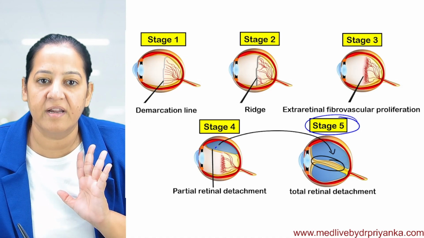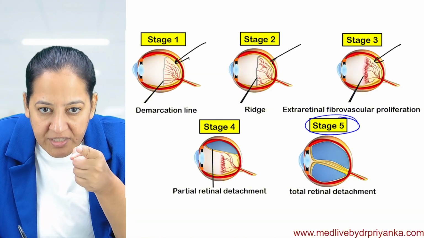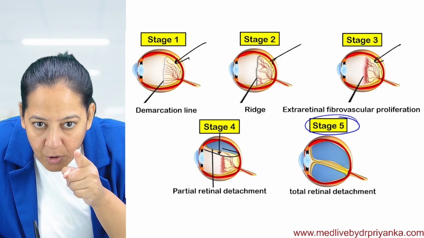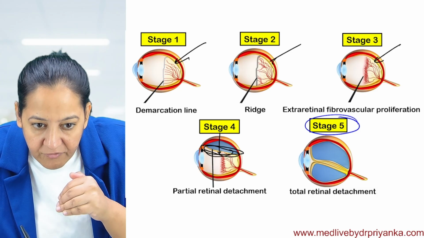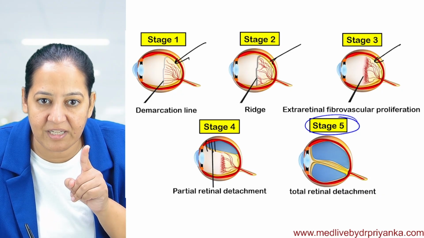In this diagram, the retina is yellow color. Appreciate the yellow retina. It started separating from the underlying red. The underlying red is the choroid. Can you see? So there is a space between the retina and the choroid.